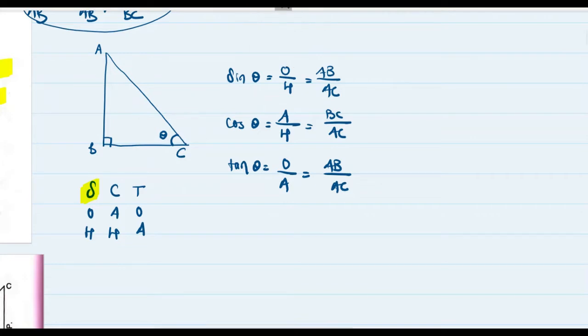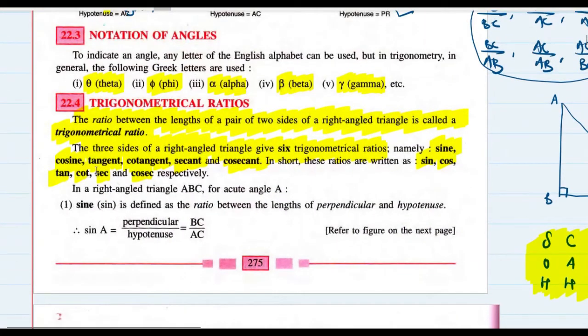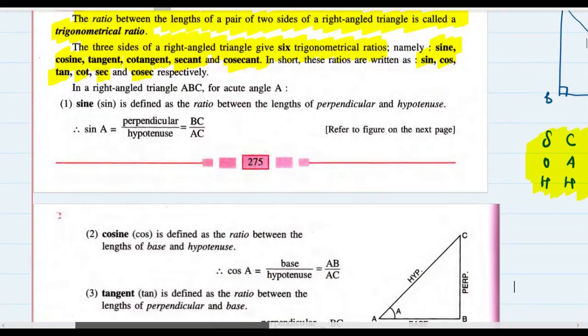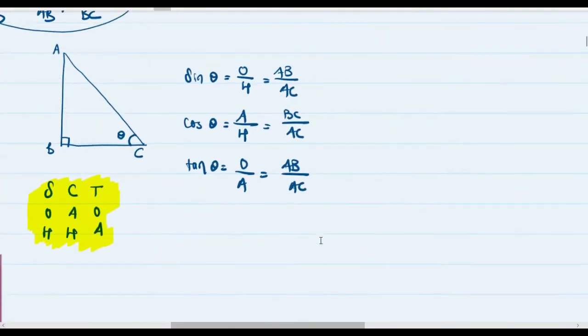The mnemonic gives you the trigonometrical ratios of only sin, cos and tan. Where are the other three trigonometrical ratios, namely cotangent, secant and cosecant, that is cot, sec and cosec? We had not mentioned them in the mnemonic, but they follow from it. The reciprocal of tan is cot. The reciprocal of cos is sec, and the reciprocal of sine is cosec.